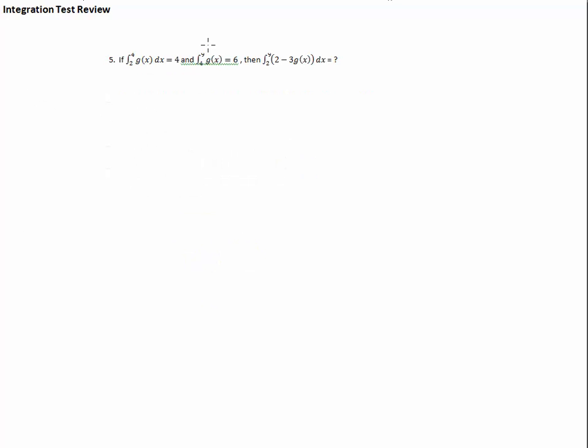Sorry, I got those cut off. Those are 9s right there. Here we go. If I know for a fact that the integral of g of x from 2 to 4 is equal to 4, and from 4 to 9 is equal to 6, then we need to answer this question: what's happening from 2 to 9.